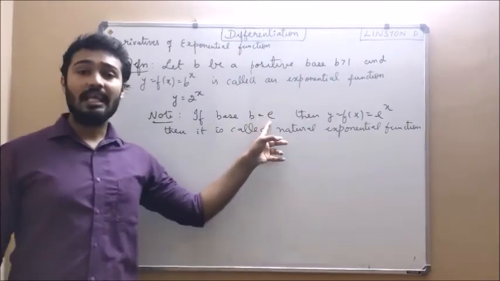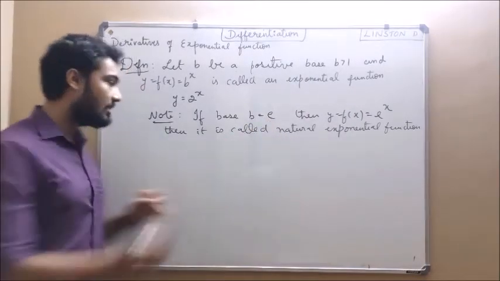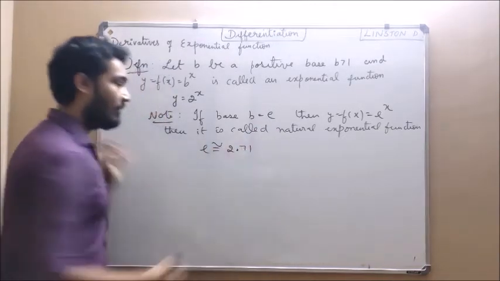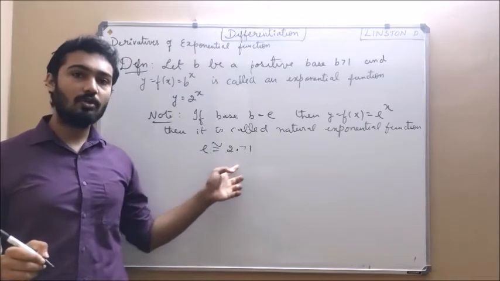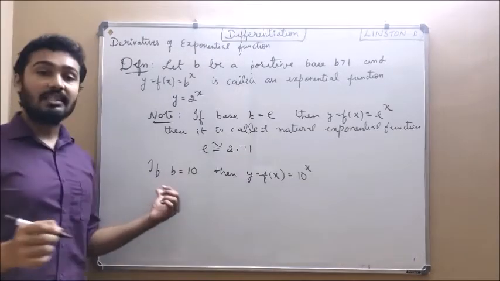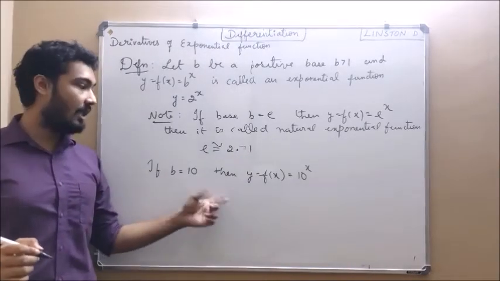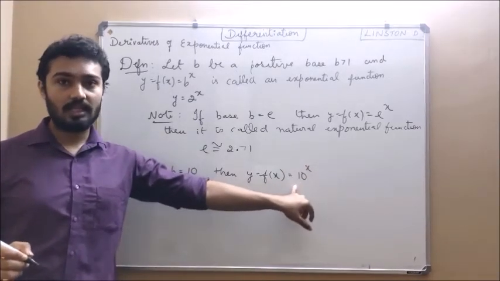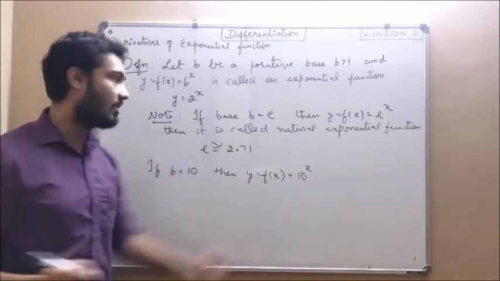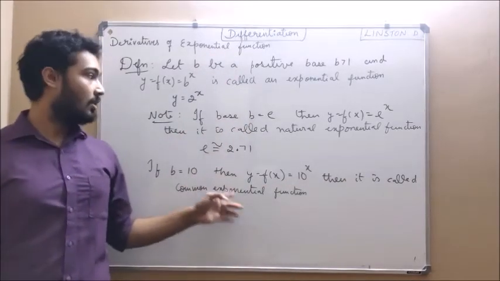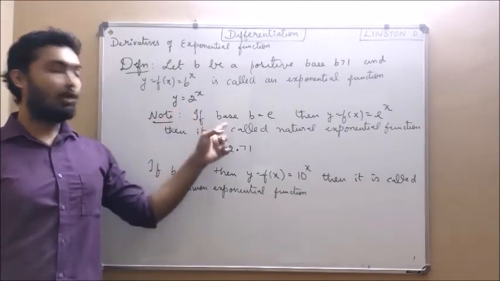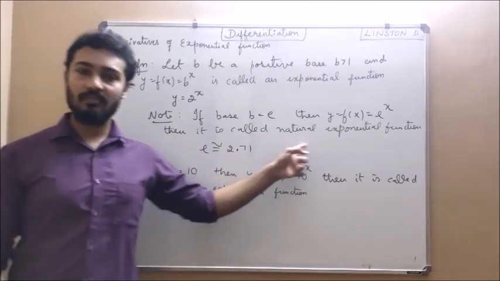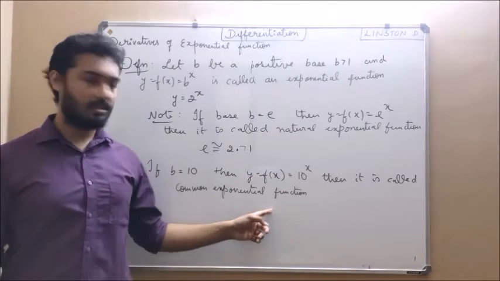Now what is this e? E is nothing but a constant whose value is approximately equal to 2.71. Next, if base b equal to 10, then y equal to f of x equal to 10 power x, then this function is called the common exponential function. This much you need to know. So you need to know what is an exponential function, and what is the natural exponential function and common exponential function.